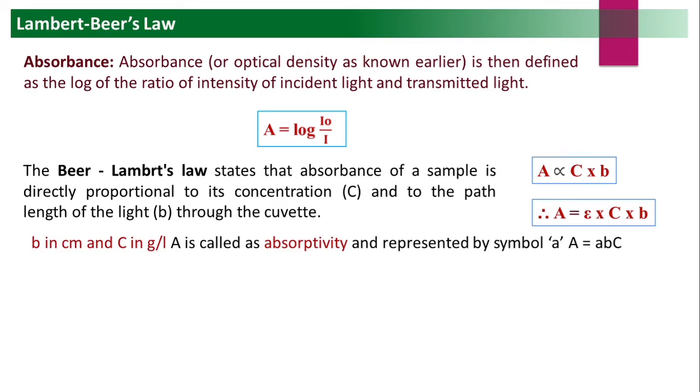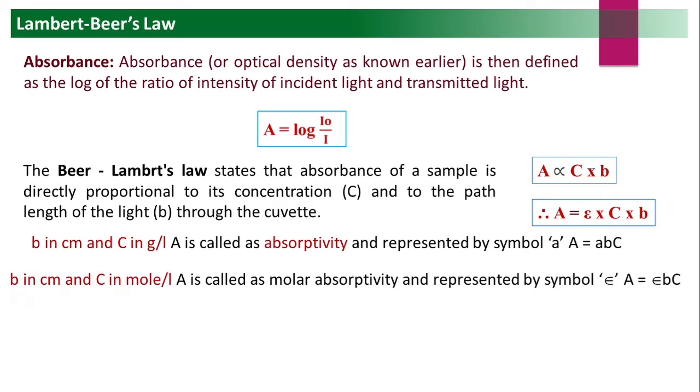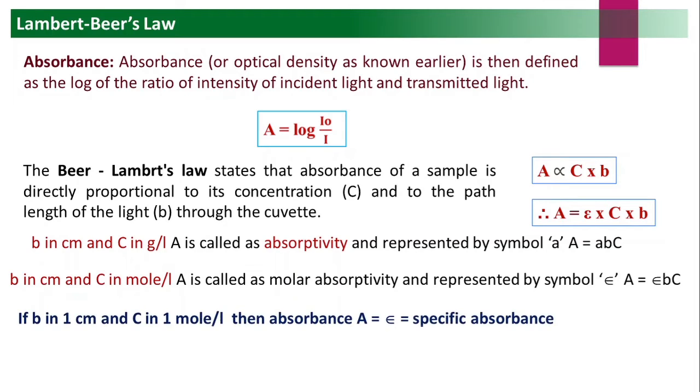B is in cm, so path length is in cm, concentration is in gram per liter, then the constant is called absorptivity, and it is represented by the symbol small a. That's why absorbance is equal to a, b into c. If the concentration is in mole per liter and b, that is path length, is in centimeter, then this constant is called molar absorptivity and represented by the symbol epsilon. So absorbance is equal to epsilon into B into C.